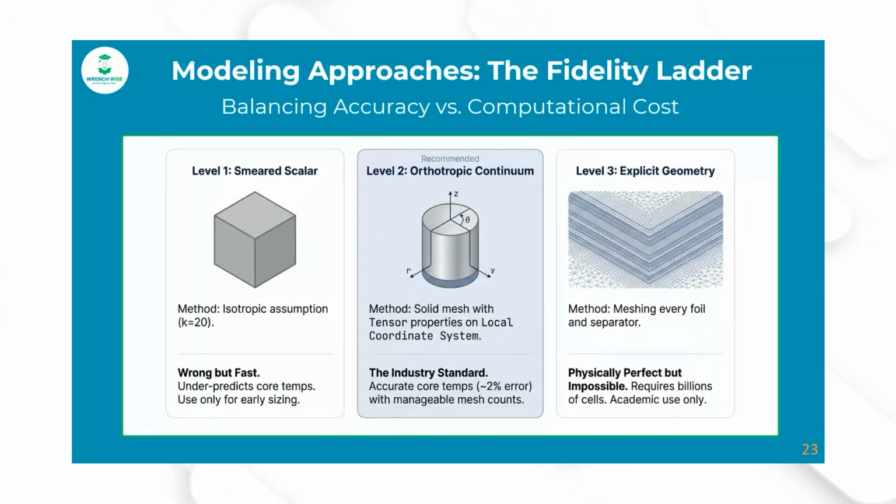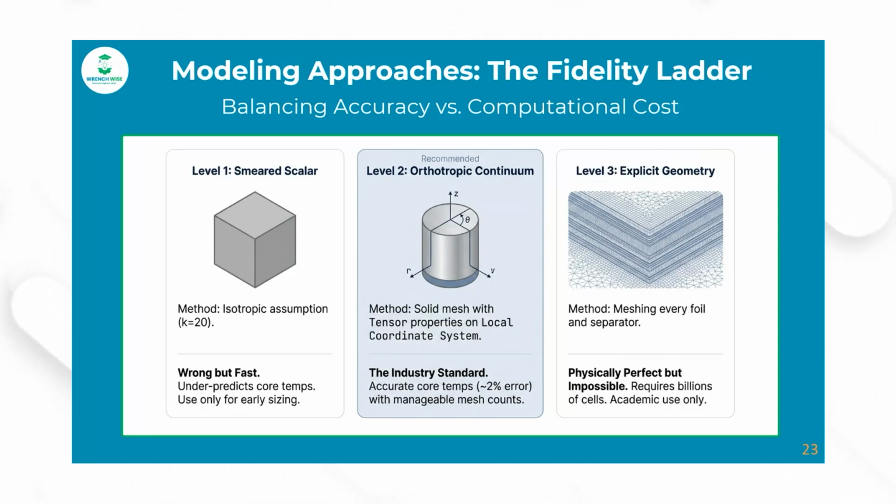As we understand the technical implementation, let's look at the fidelity itself of what you want to achieve here. You want to understand how we can balance accuracy versus the computational cost itself. In battery thermal modeling, there are three distinct levels of maturity, and choosing the right one for your project is very important. Level 1, this is the smeared scalar. This is the wrong but fast approach.